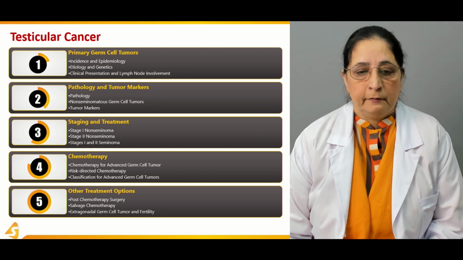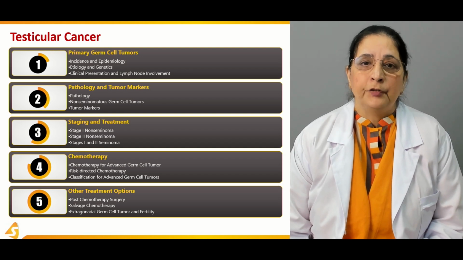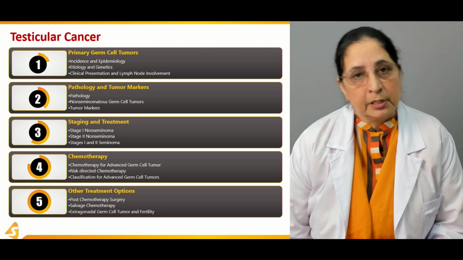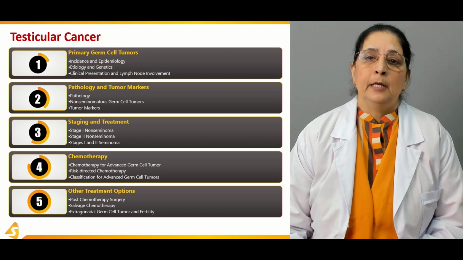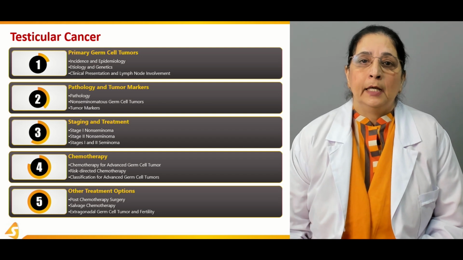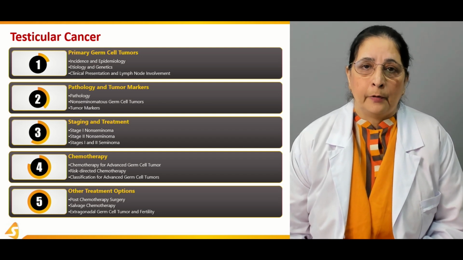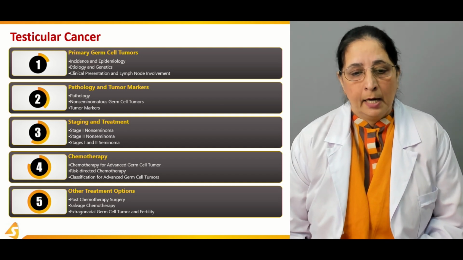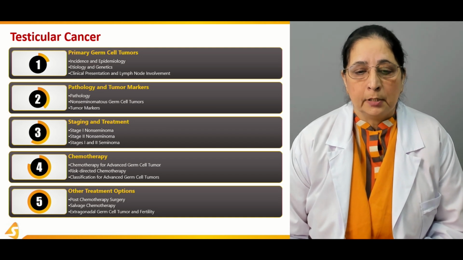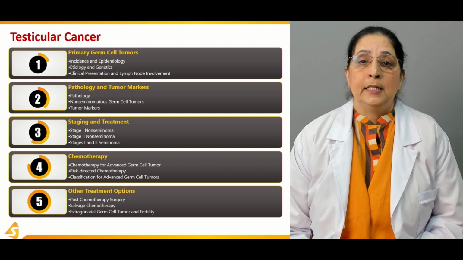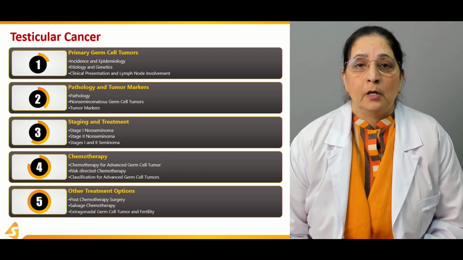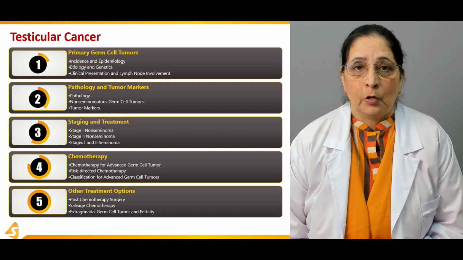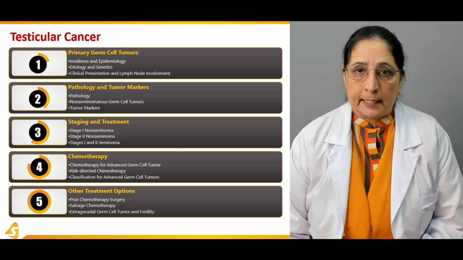Then in the fifth section, we will talk about some different other treatment options besides the chemotherapy, which will be the post-chemotherapy surgery. So first, this chemotherapy is used, and then after that chemotherapy, the surgery is performed for the tumor. Also, we will discuss the salvage chemotherapy and extragonadal germ cell tumor and the effect of these germ cell tumors on the fertility. So all that will be discussed in our today's lecture topic, which is the testicular cancer.